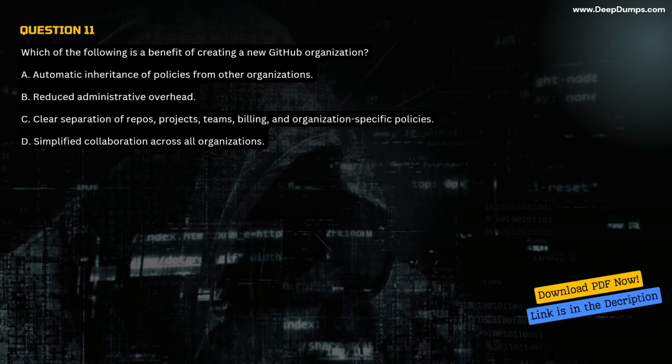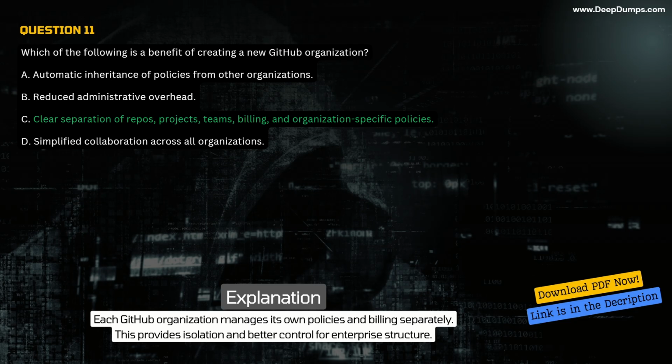Correct answer: C. Clear separation of repos, projects, teams, billing, and organization-specific policies. Explanation: Each GitHub organization manages its own policies and billing separately. This provides isolation and better control for enterprise structure.